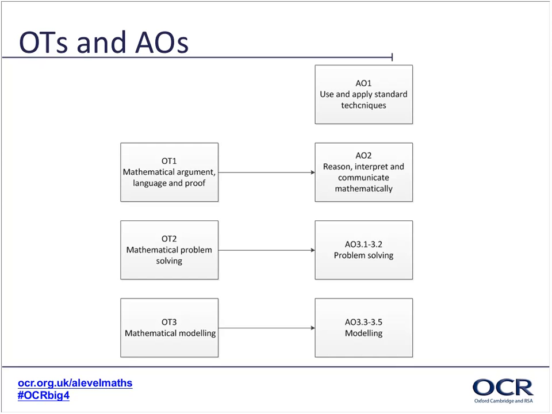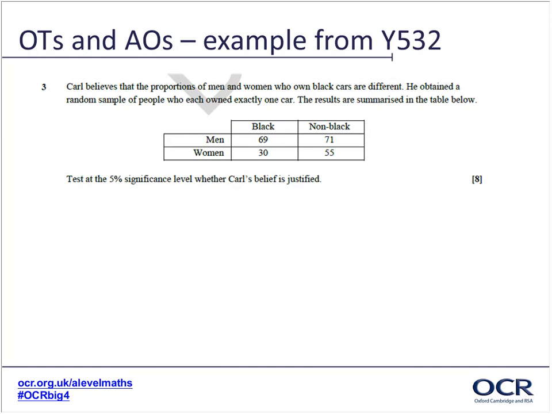So there's a balance here between the various different strands to make sure that the weightings of assessment objectives are appropriate to whether they're applied or pure units options. So here's an example. This is from the AS Further Mathematics Statistics. This is a question on the chi-squared test. So we have Carl with some proportions of men and women who own black cars. This is his random sample. And we're supposed to test at the 5% significance level whether his belief is justified.